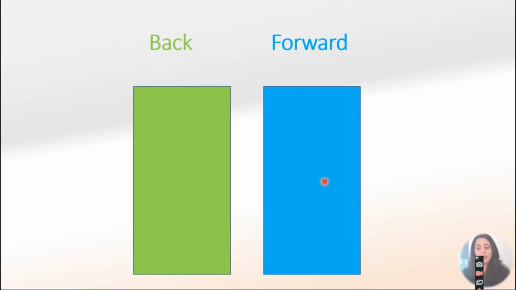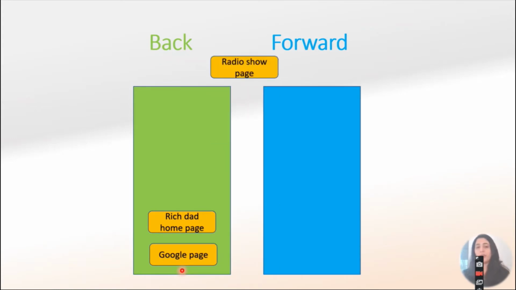Okay, so what is happening over here is, whenever I go to the first page, that is a Google page where I just search that book, okay? And then after that page, I go to the next page, and that was a Rich Dad home page. After that, I surf and I get a page that is a radio show page, right?